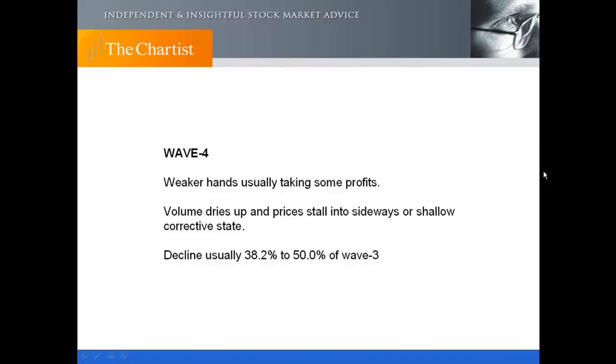So wave 4 is a flatter pattern. It tends to be a stalling or a sideways kind of pattern. It's a lot shallower than wave 2, and that's because there's not a great deal of conviction in the selling. The selling is from retail traders as opposed to smart money or institutions. As a result, wave 4 tends to be very, very shallow to sideways, and now that is a key attribute.